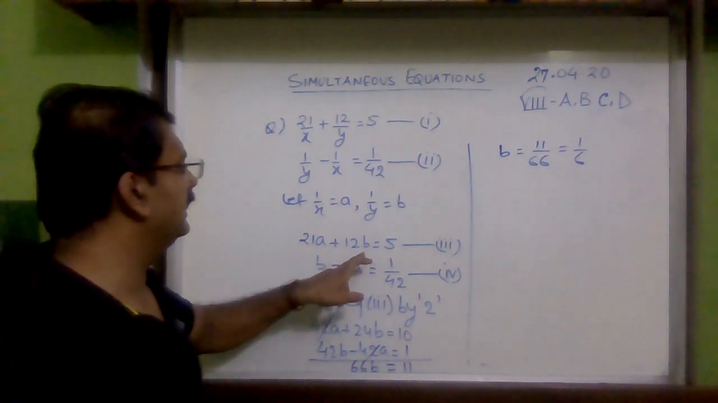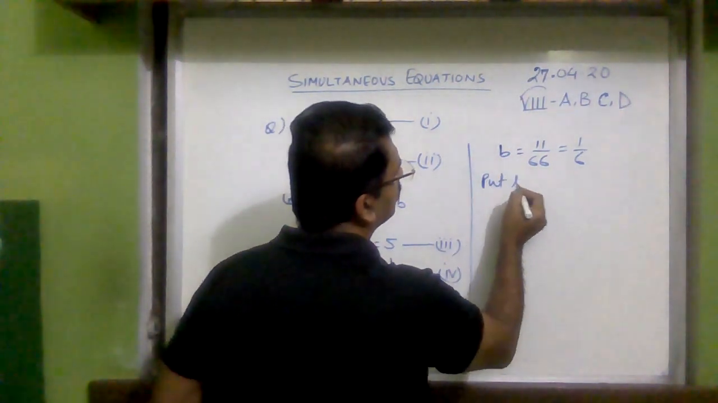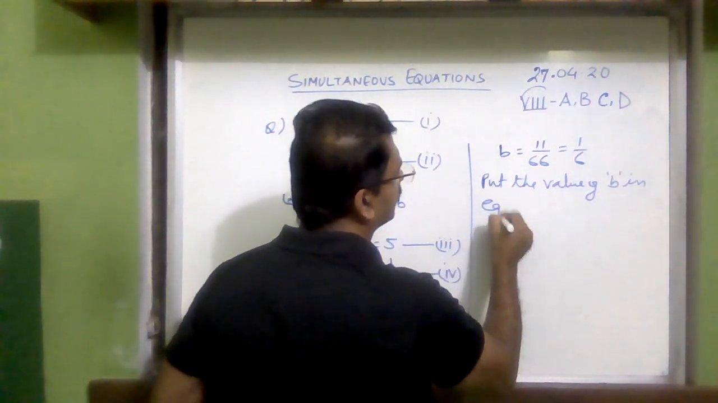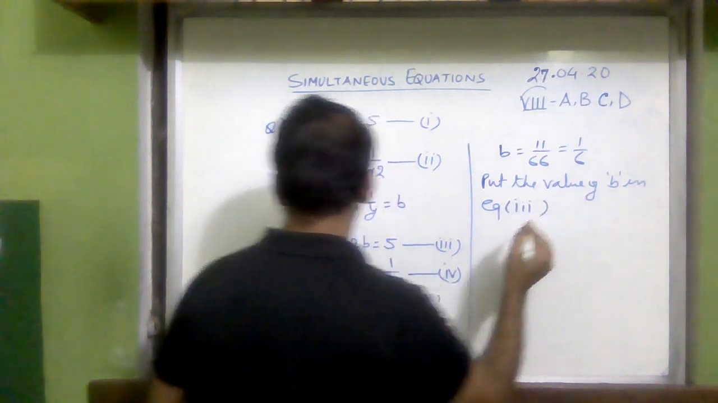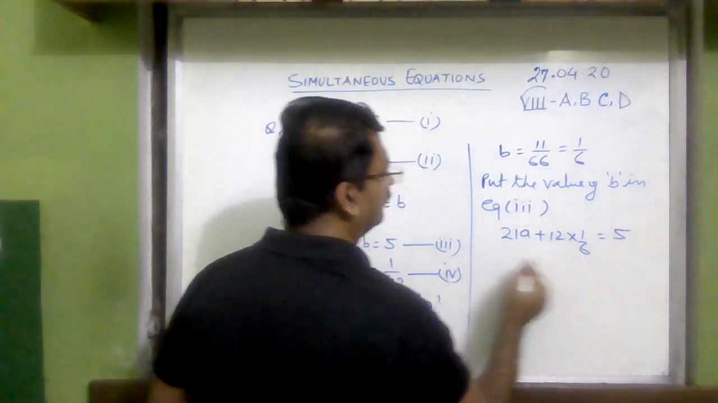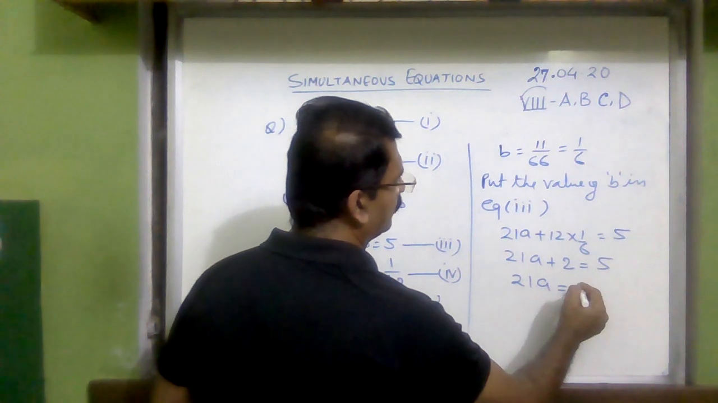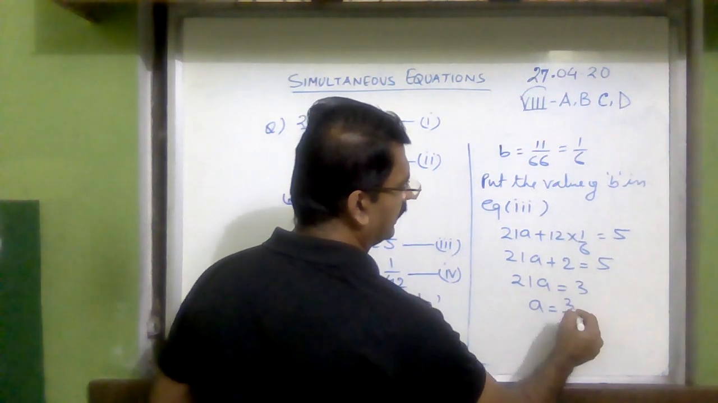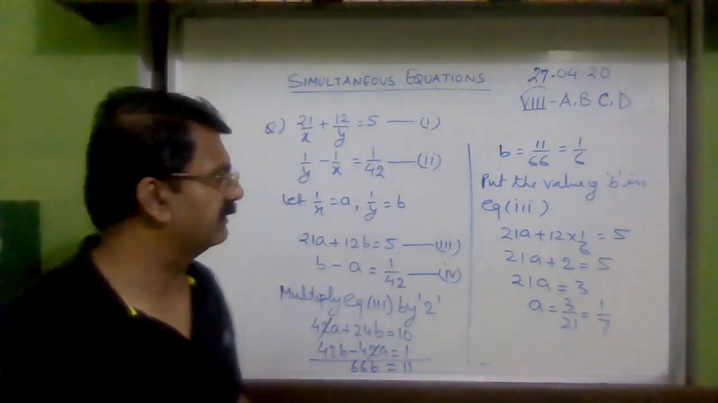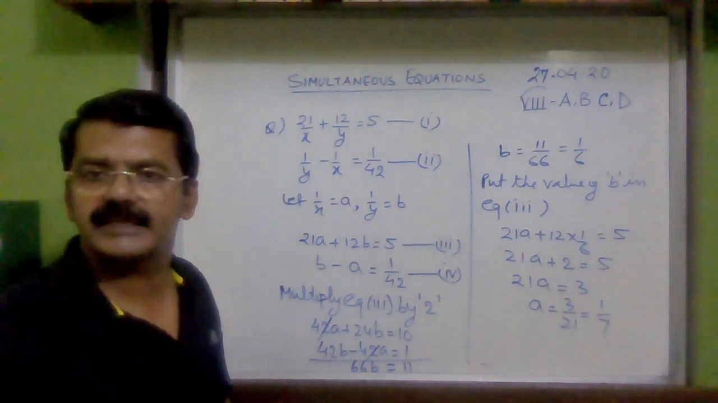Now if we put that value of b in equation number 3, then we will easily get the value of a. So put the value of b in equation 3. So it is 21a plus 12 into 1 upon 6 is equal to 5. 21a plus 2 is equal to 5. 21a is equal to 5 minus 2 will be 3. So a is equal to 3 upon 21, or you can say 1 upon 7. So you can see we have found a is 1 upon 7 and b is 1 upon 6, but the question is not yet over because we have to find the value of x and y.